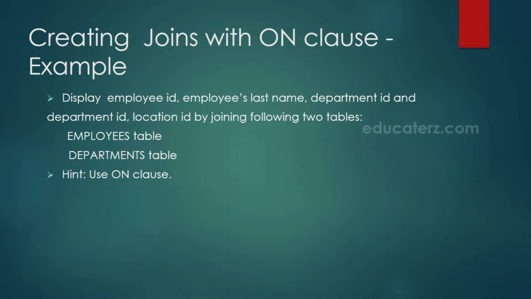Creating joins with on clause, an example. The problem definition is: display employee ID, employee's last name, department ID, and department ID again from departments table, location ID by joining the following two tables, employees table and departments table. We have to use on clause in this example.